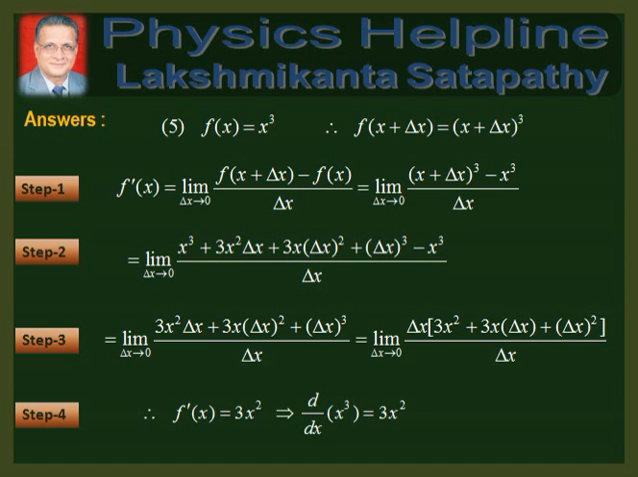And after the cancellation, we put delta x is equal to 0. Therefore, in the fourth step, we get the final result f dash x is equal to 3x square. Therefore, we write d by dx of x cubed is equal to 3x square, which is the answer to question 5.